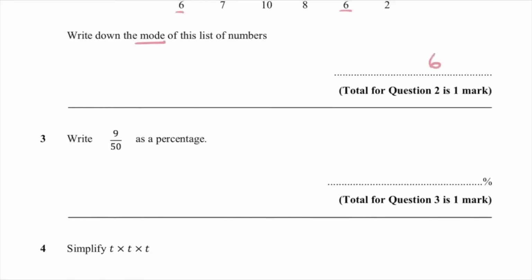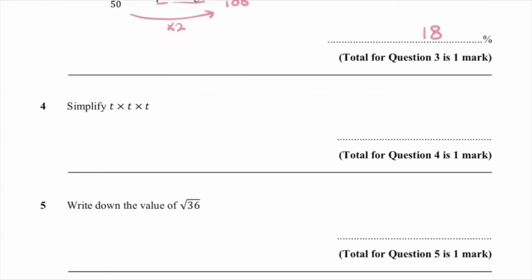Write 9 over 50 as a percentage. Percentage means out of 100. So I just need to get the 50 to become 100. I'll times by 2. Whatever I do to the bottom, I do to the top. And I've got 18 out of 100, so 18%.